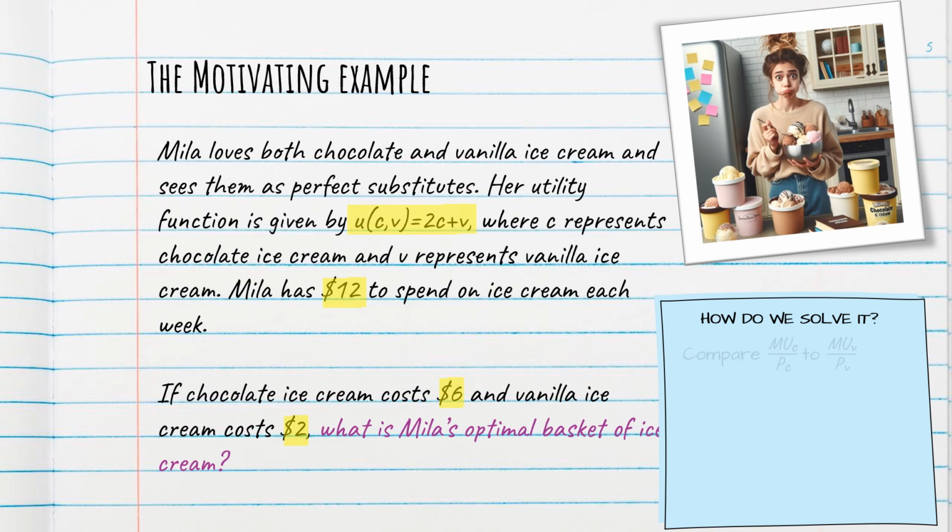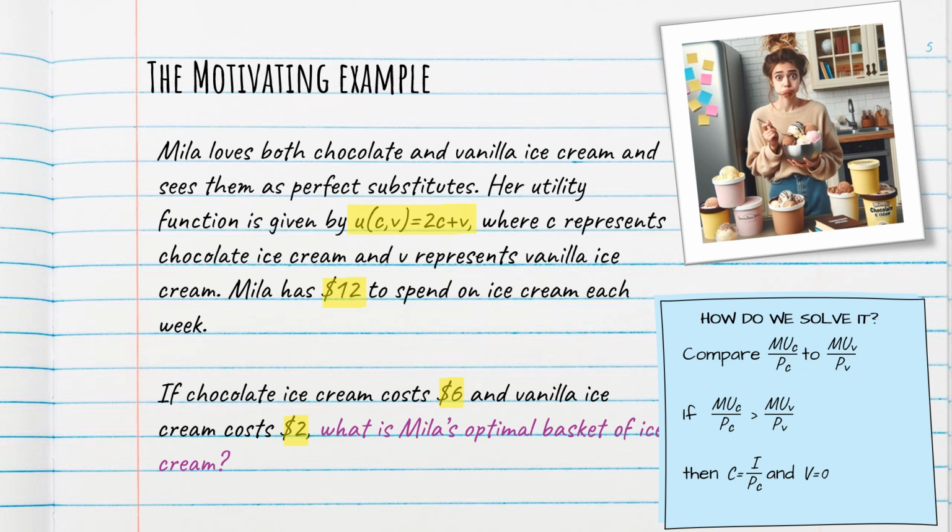What we're going to do is compare the ratio of marginal utility to price for each good. And whichever one is bigger is the good we're going to consume exclusively. So we compare the marginal utility of chocolate ice cream over the price of chocolate ice cream to the marginal utility of vanilla ice cream over the price of vanilla ice cream. And if we observe that the marginal utility over the price for chocolate is greater than the marginal utility over the price for vanilla, we can conclude that it's cost effective, from a utility per dollar spent standpoint, to purchase only chocolate ice cream for Mila.